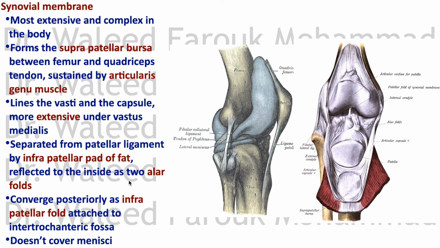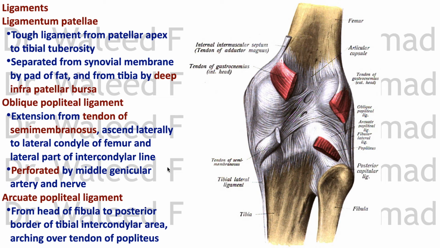The synovial membrane does not cover the menisci, because the menisci are articular surfaces. Of course, the synovial membrane in any joint does not cover the articular surfaces, the menisci in this case.